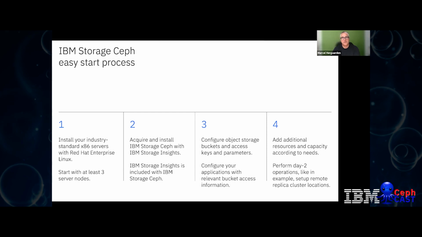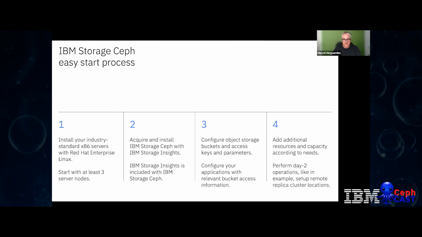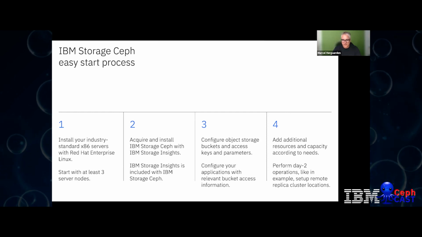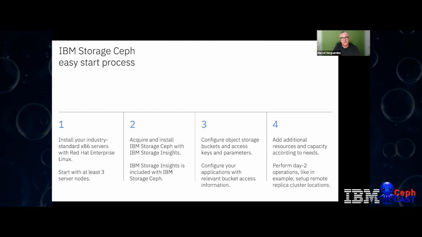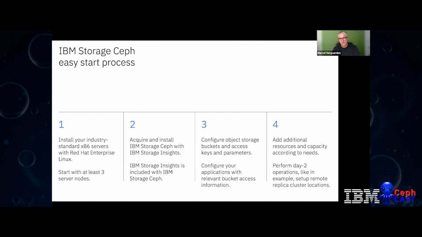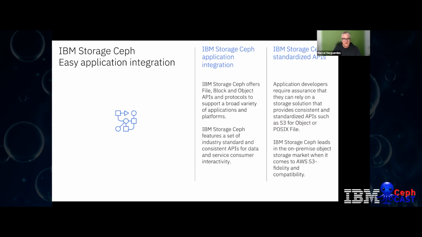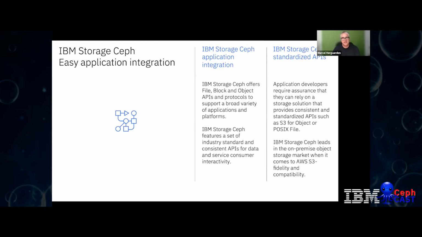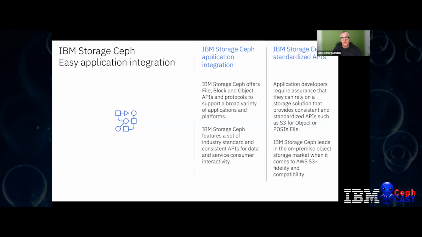And then in step 3, you configure your buckets and access keys, parameters, etc. And then you configure your applications to connect to the IBM Storage Ceph cluster. And that's it to get you up and running. And then once the whole thing is running, you can easily perform day 2 operations like setting up remote replica cluster locations or do other smart things. And that's all doable by CephADM, the CLI option, the command line option, or the UI dashboard in an easy way.